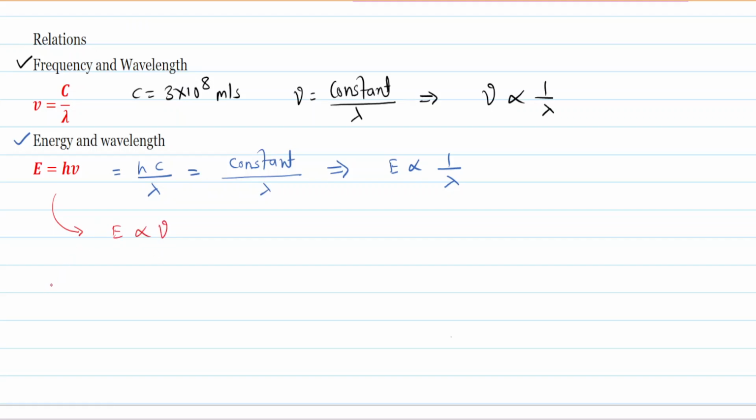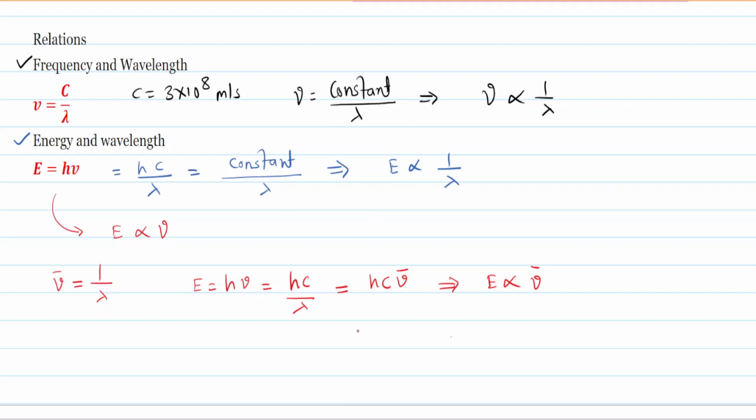Now another relation. We know that wave number is equal to 1 divided by lambda, that is the reciprocal of wavelength. Putting the value of 1 divided by lambda into this equation, E is equal to h nu, which is equal to hc divided by lambda, and 1 divided by lambda is the wave number. Therefore E equals hc times the wave number, nu bar, which indicates that energy is directly proportional to the wave number.